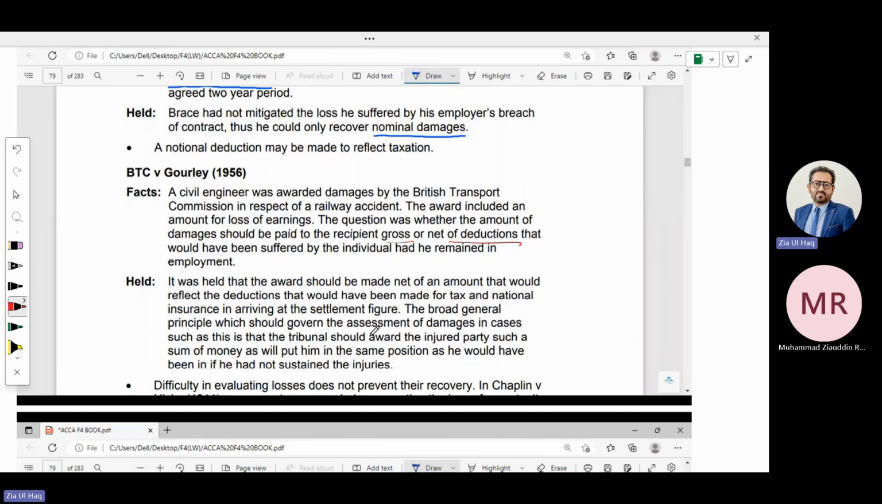It was held that the award should be made net of the amount that would reflect the deductions that would have been made for taxation and national insurance in arriving at the settlement figure. The court decided he can claim damages, but not for the gross salary, for the net salary that he was receiving if he was working. The broad general principle which should govern the assessment of damages in a case such as this is that the tribunal should award the injured party such a sum of money as will put him in the same position as he would have been in if he had not sustained the injury. Meaning what he was receiving if he was not injured, that amount will be provided as damages rather than his gross salary amount.